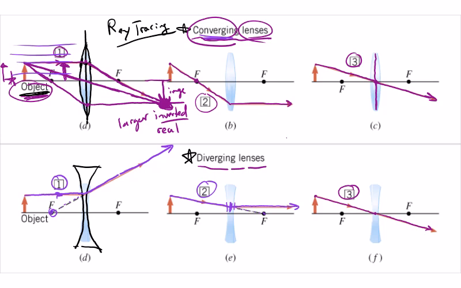So let's say I start off with this object over here. I'm going to see what kind of image I would create. So I've already drawn one of those. Let's go to the second one.